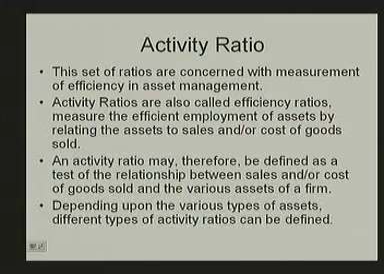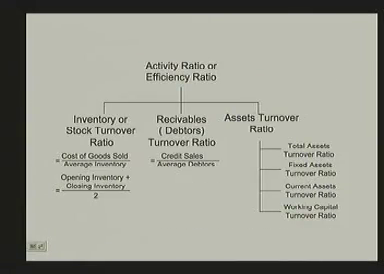Now, depending on the different types of assets, you have different types of activity ratios. For example, you have inventory or stock turnover ratio, receivables turnover ratio, and assets turnover ratio. Under these, you have different sub ratios, which I am not going to cover in detail. So, this is as far as the discussion on different ratios is concerned.